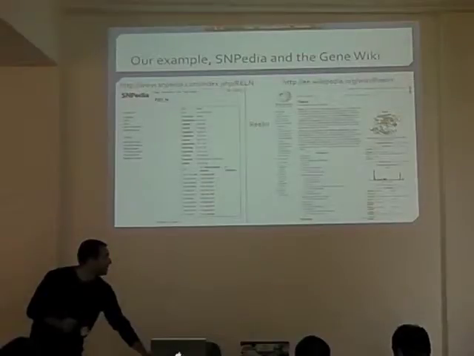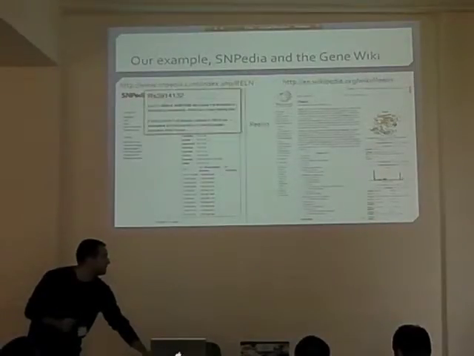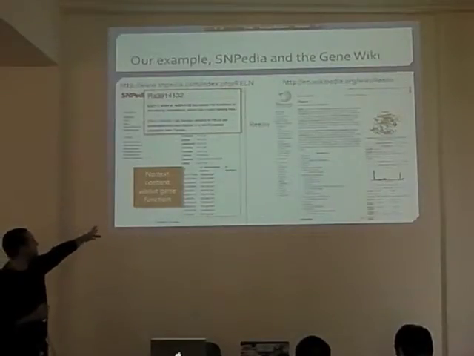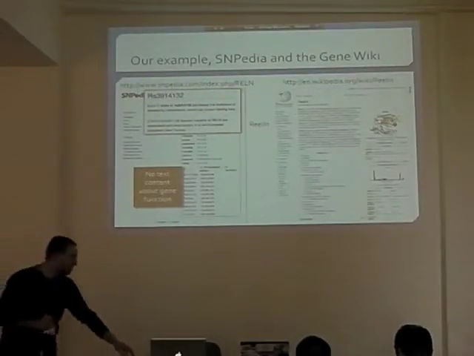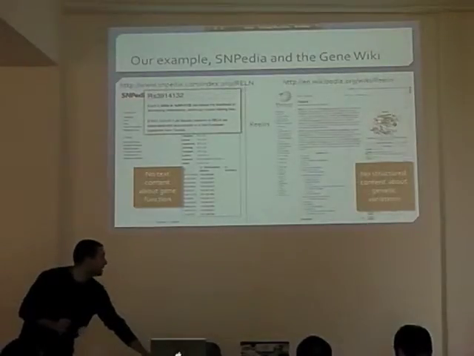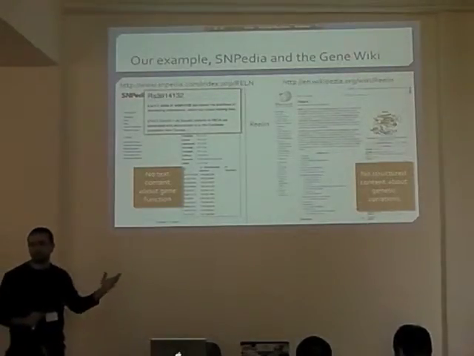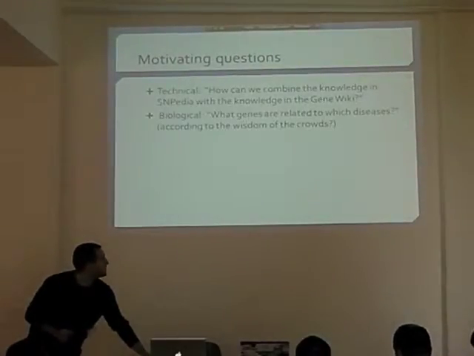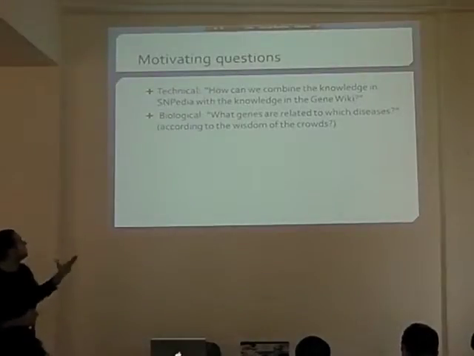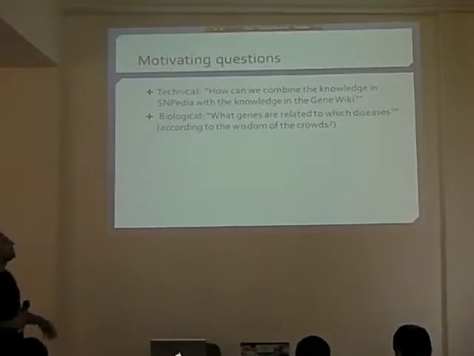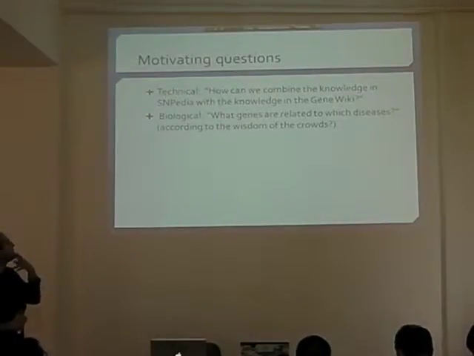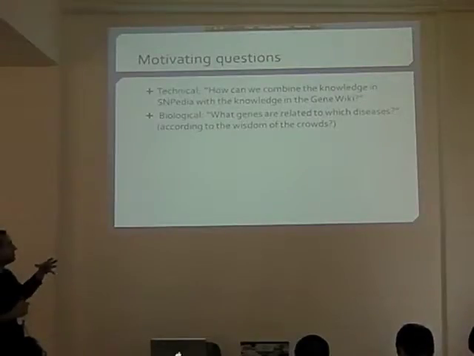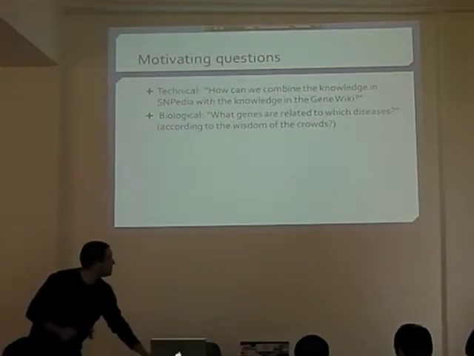So here you got a screenshot of the two wikis we wanted to work on, SNPedia and GeneWiki. On SNPedia you got no text content about gene function, whereas on GeneWiki you don't have structured information about genetic variation. So basically we wanted to answer two questions. One technical: how can we combine the knowledge in SNPedia with the knowledge in GeneWiki? And another biological one: to connect genes with diseases, using both sources of information.